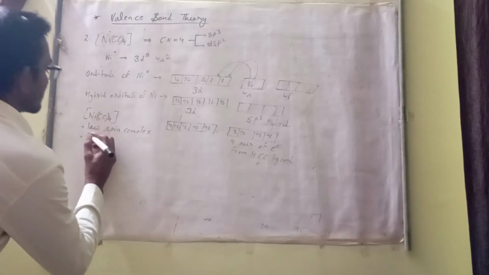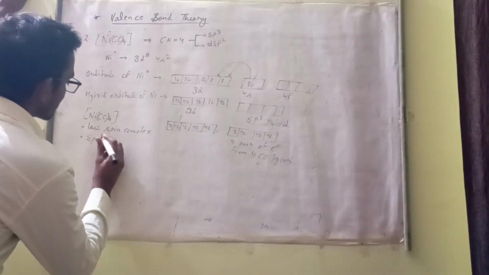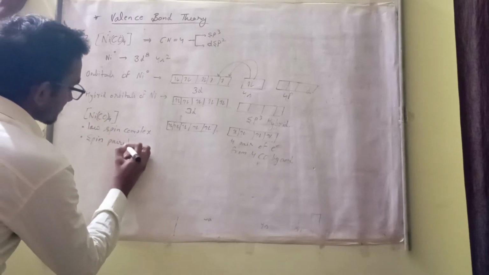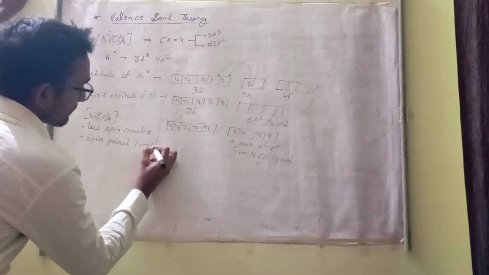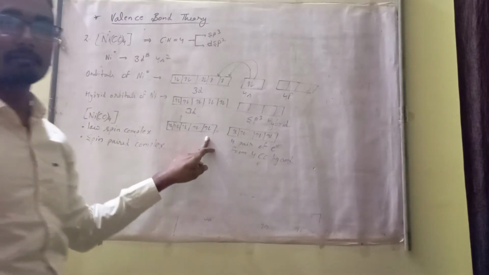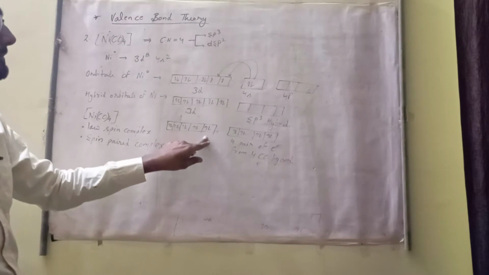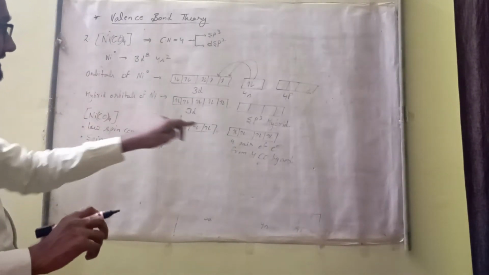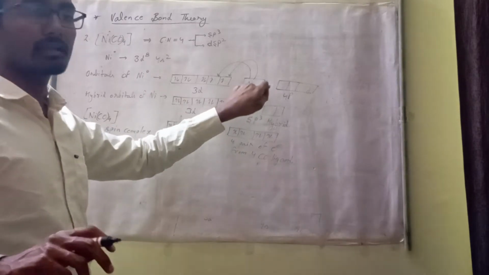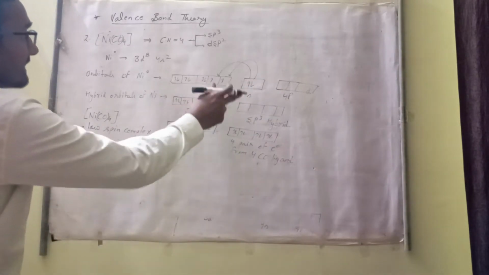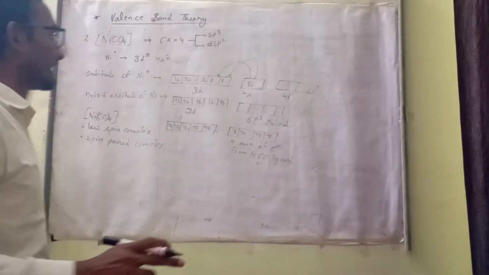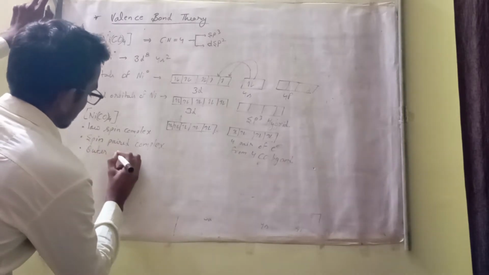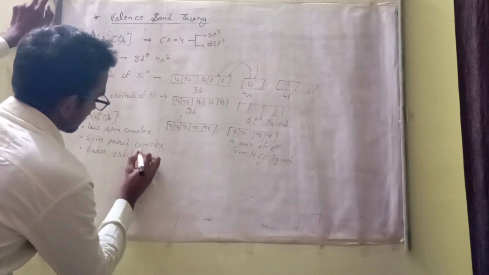Low spin complex, spin paired complex, outer orbital complex. All spins are paired, which means all electrons are paired, none of them is unpaired. And a spin paired complex is an outer orbital complex, as outer s and p orbitals are involved and there is no involvement of inner d orbitals. That means it is an outer orbital complex.